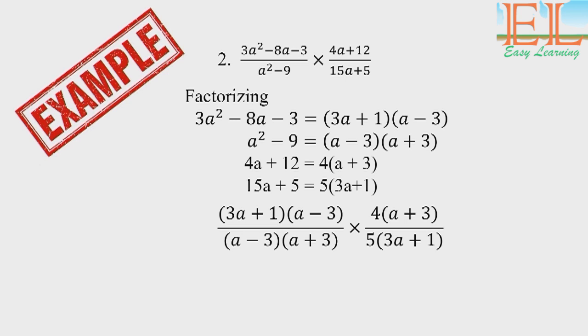So I'll now have 3a plus 1 times a minus 3 all over a minus 3 times a plus 3, all this times 4 times a plus 3 all over 5 times 3a plus 1. Here you can see that some of the terms can cancel out.